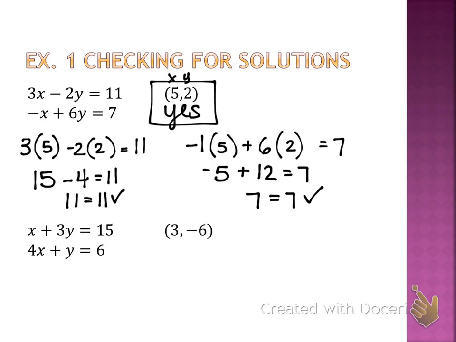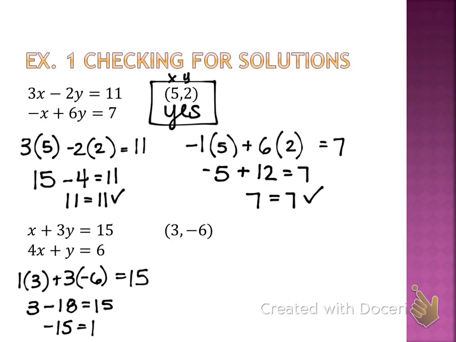Okay, Stephen. So tell me what you plugged in where. What did your first equation look like when you plugged in the numbers? 1 times 3 plus 3 over 6 equals 15. Perfect. Okay. So we solve the left side to see if it matches the right. So we get 3 minus 18 equals 15. Well, what's 3 minus 18? So does negative 15 equal positive 15?